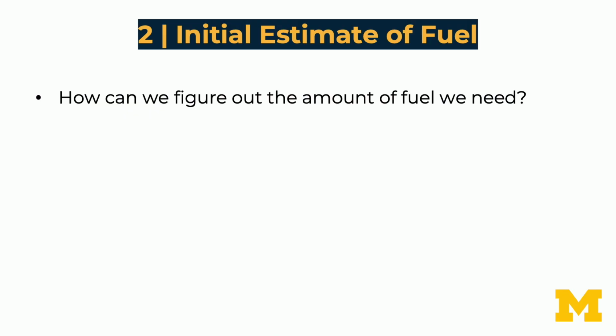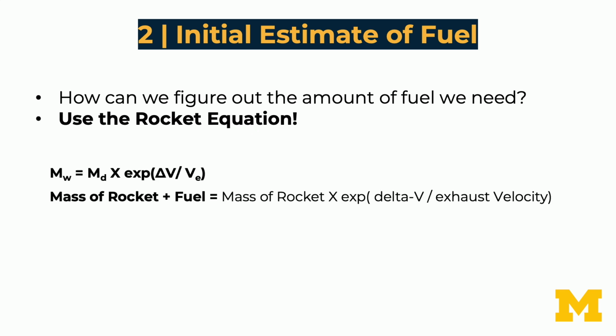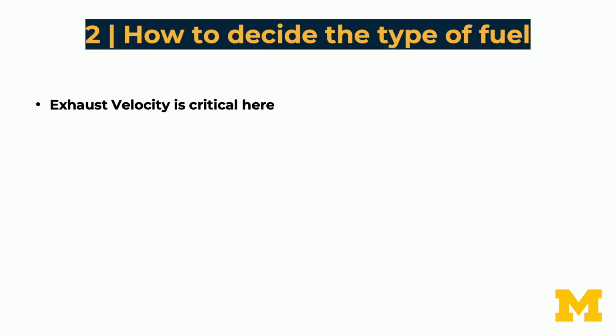Now what we're going to do is estimate the amount of fuel that we need. And we can figure out the amount of fuel we need by using the rocket equation. Once again, we use the rocket equation. And the rocket equation, if you remember, is this: mass of the rocket plus the fuel is equal to the mass of the rocket times exp of the delta V divided by the exhaust velocity. The exhaust velocity is really important here.